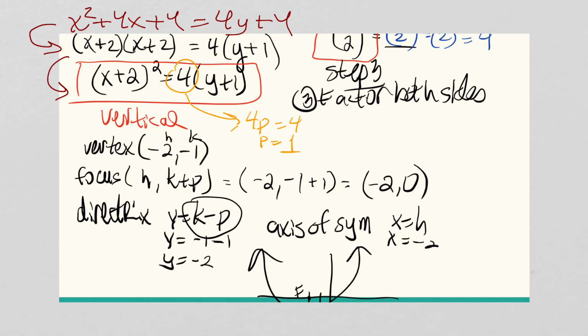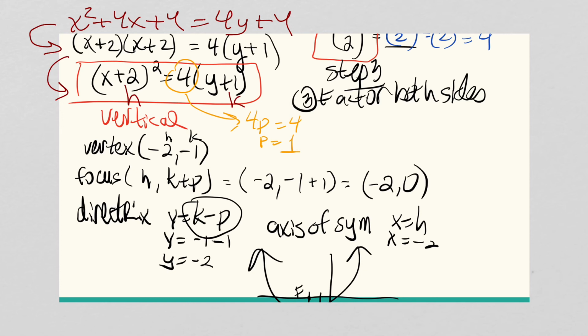Take a look at your paper. This is a vertical parabola again. My h and my k. Here's my h. Here's my k, which I have as -2, -1 because it was plus 1. For my p-value, if I take out that 4 there in front, which is in orange, 4p equals 4, so the p must have been 1.